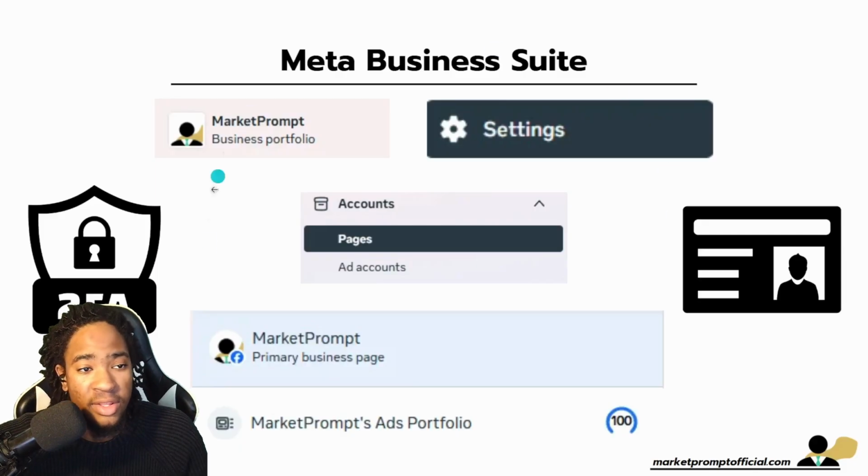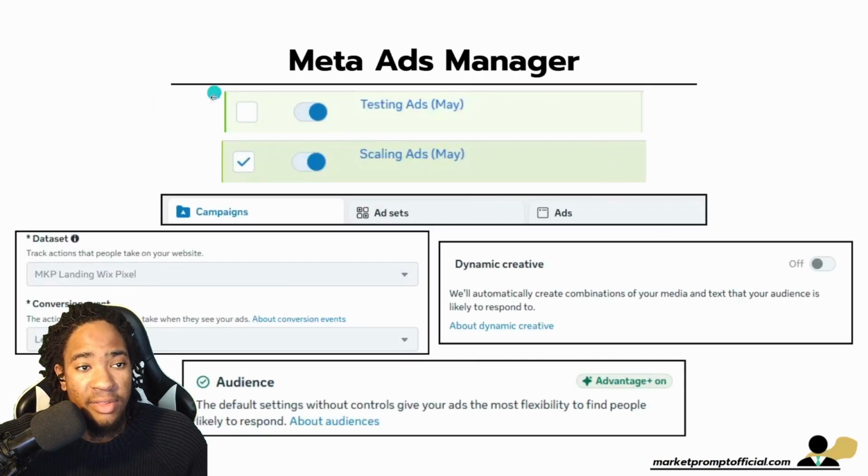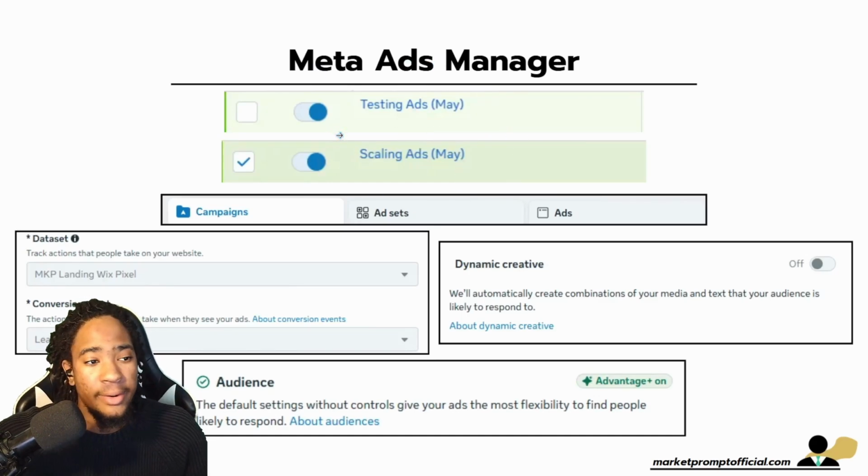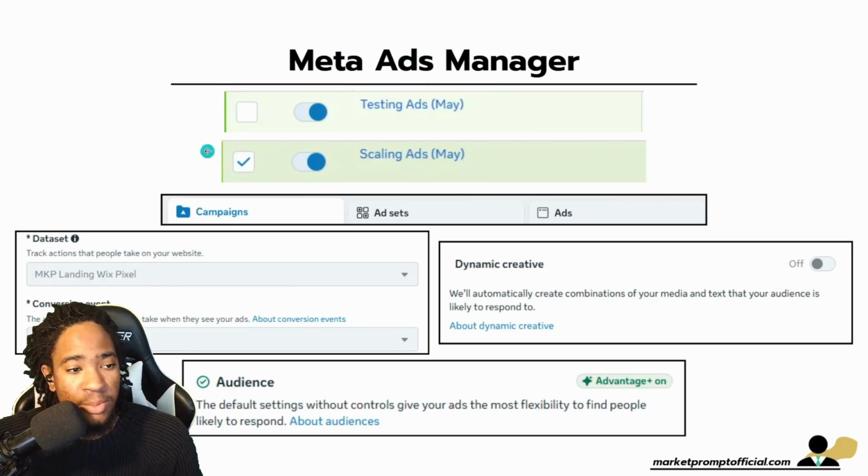Other than that, this is mainly where you're going to be running ads, so it's good to have this set up. We do have a video on that, like I said, on how to get that set up and how to get ads running, but we're going to be using the Meta Business Suite in this case. Within the Meta Business Suite, you're going to have the Meta Ads Manager, where you'll be making testing campaigns and scaling campaigns. More on that later, but it's good to separate the two.